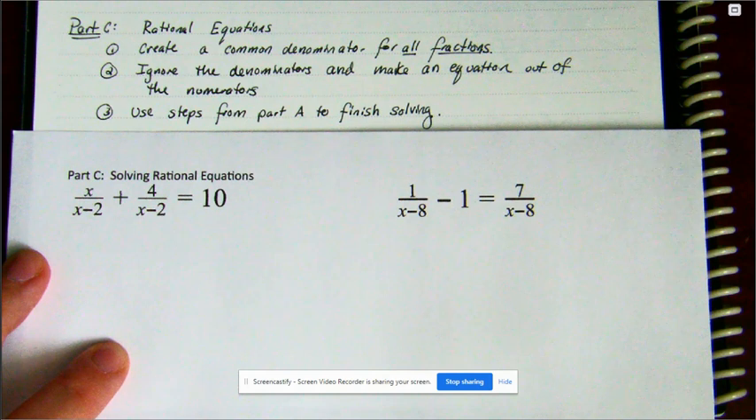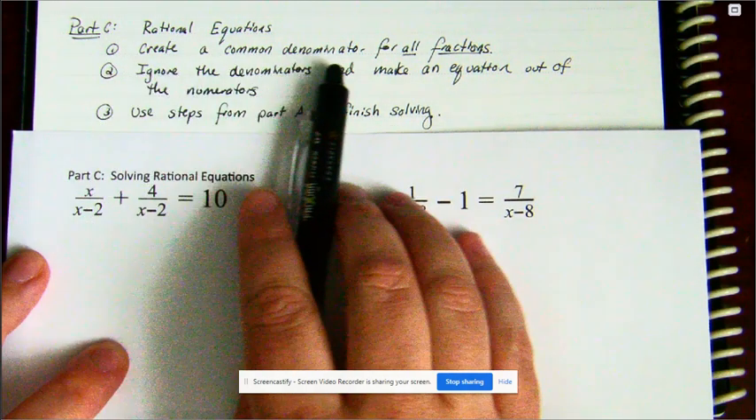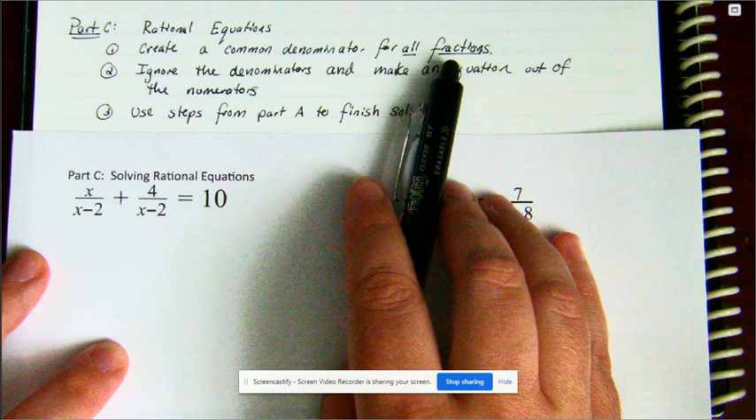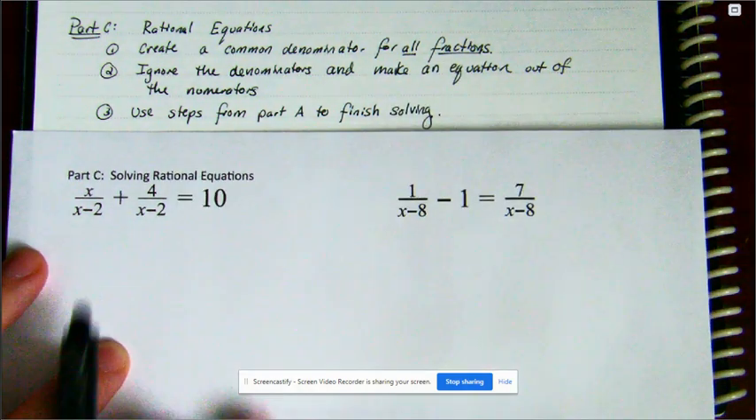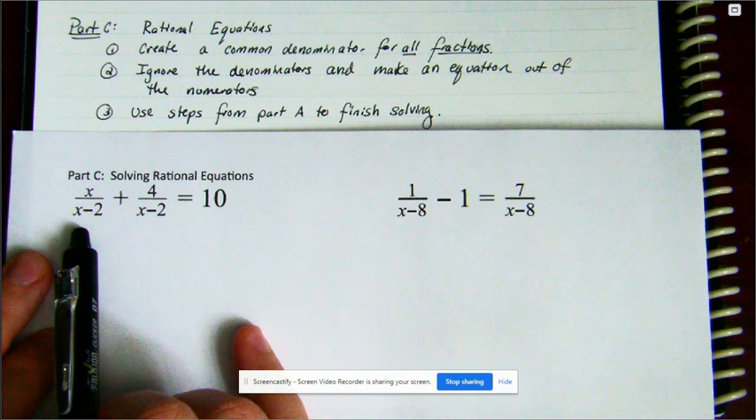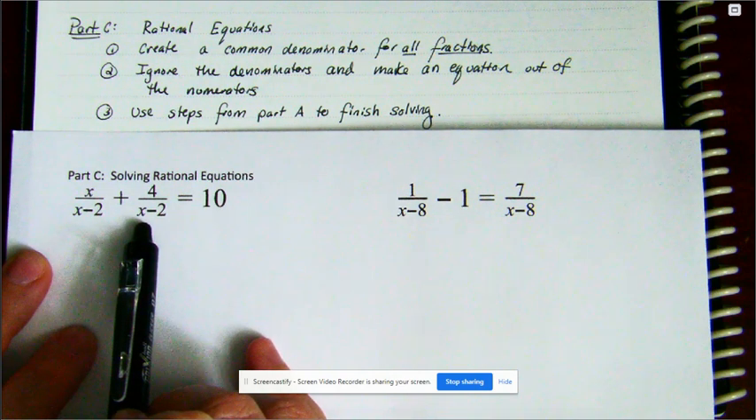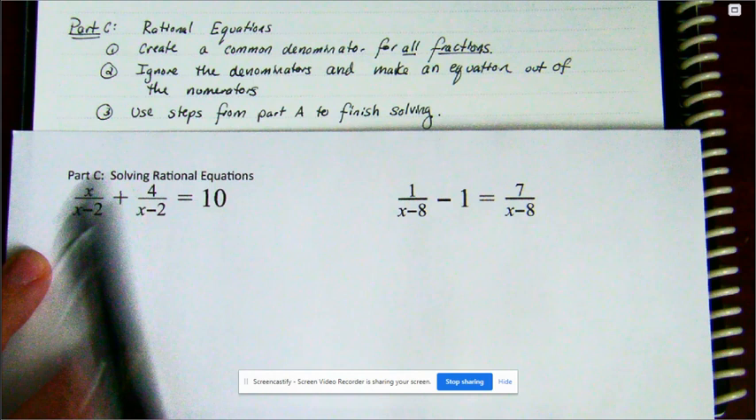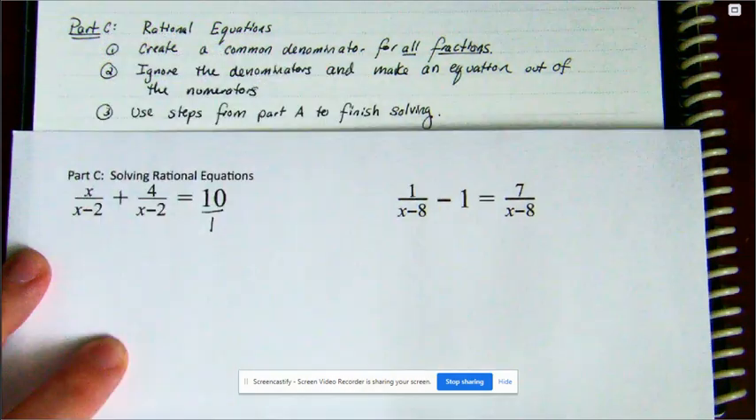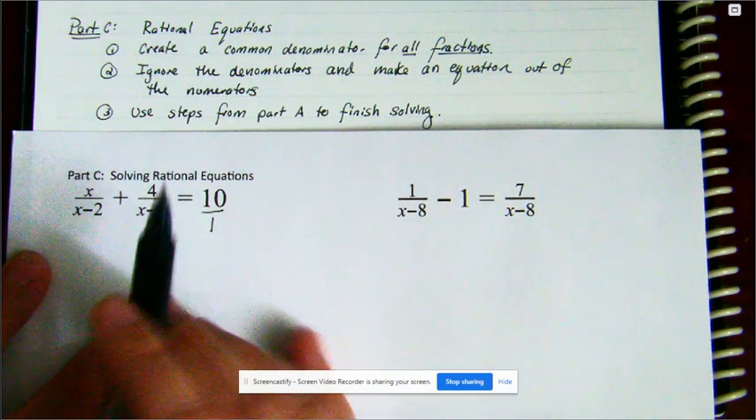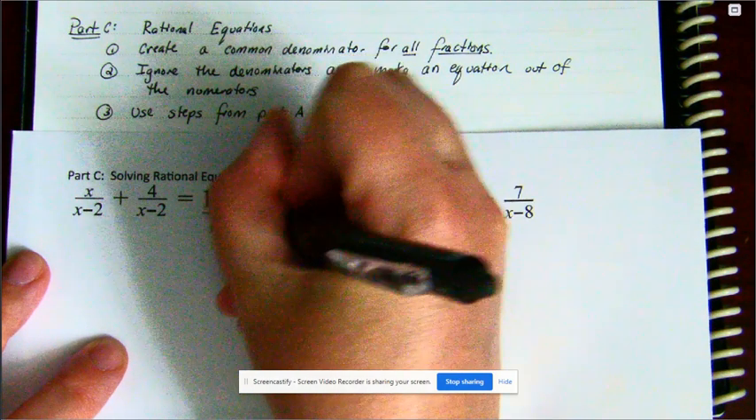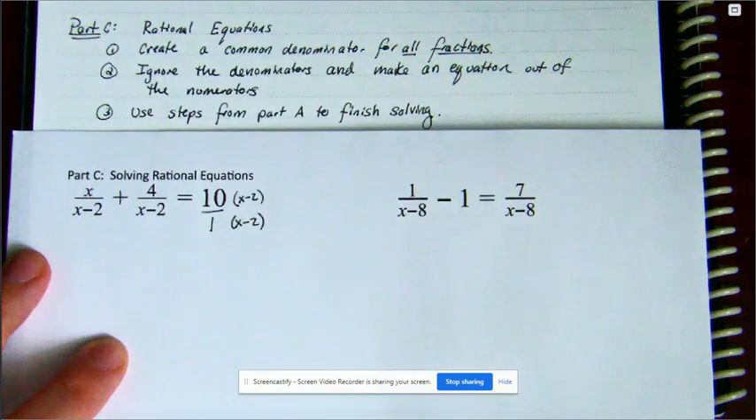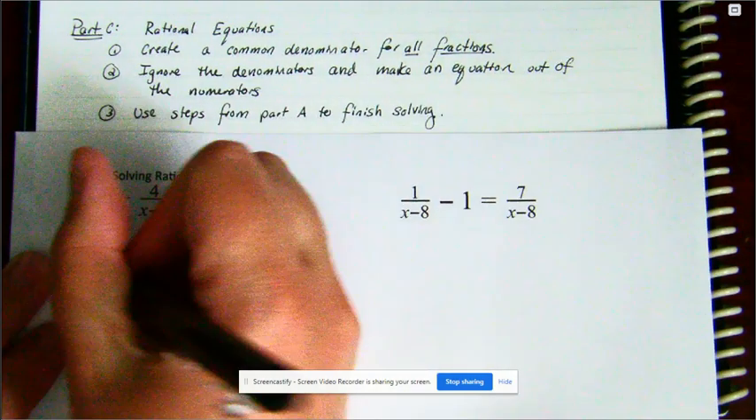The very first step you're going to do is to create a common denominator for all of the fractions that are in that problem. So if we look at the very first example, the first fraction has x minus 2. Second fraction has x minus 2, but the 10 does not. Right now, the 10 is over a 1 and has a denominator of 1. So the first thing we're going to do is actually create a common denominator for that 10. Since the other fractions have x minus 2, I'm going to multiply the top and bottom of this fraction by x minus 2. Here's what my equation is going to look like now.